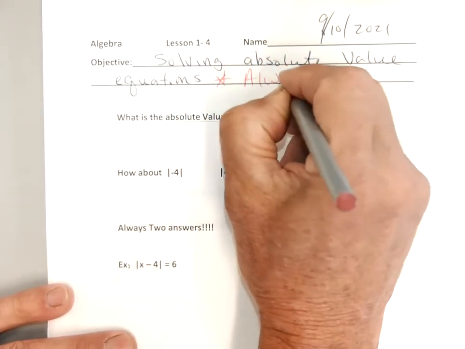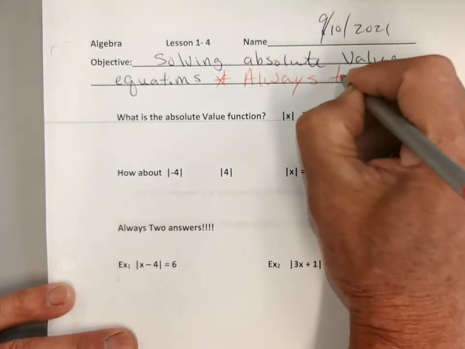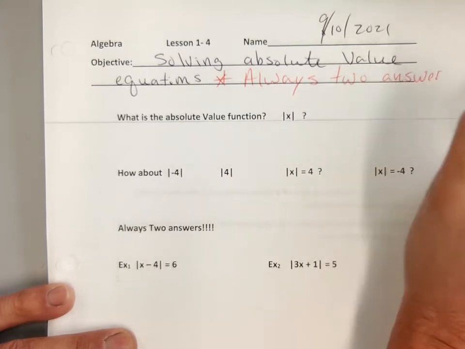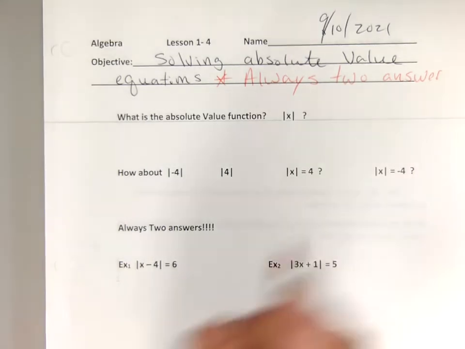Always. How many answers? 2. How many answers? 2. All right. Always 2 answers, because there's always going to be a positive and a negative that can give me that positive value. Okay, what's the absolute value function?